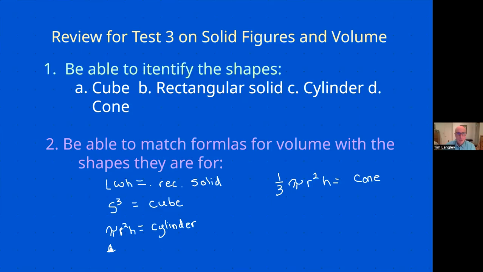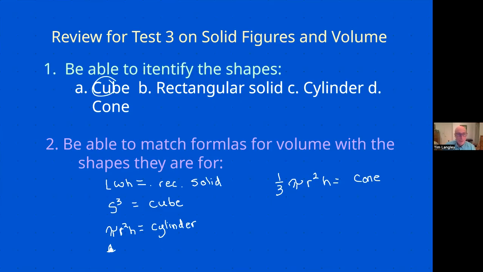Okay. All right. Point number one, be ready to identify the shapes. Okay. So if you see a shape on the screen and it says, what is this shape? You should be able to say it's either a cube, a rectangular solid, a cylinder, or a cone. All right. Know what those shapes are. Okay. And remember, the cone is like an ice cream cone or a party hat.